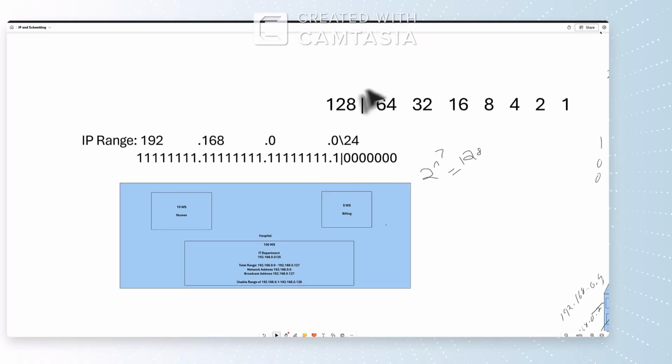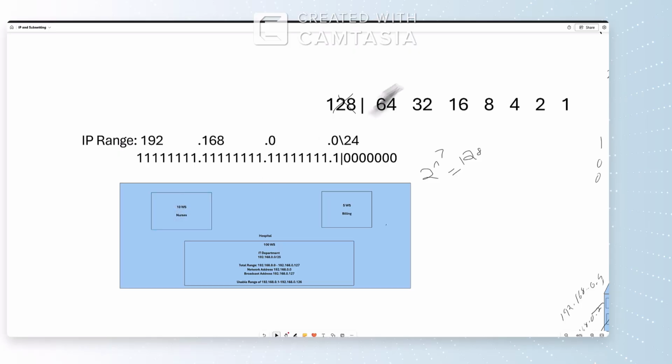So if we go over to our chart here, we already used 128. We can actually cross that one out right now. And now we're looking for 10. So 64 would accommodate 10, but that's pretty big. So we're not going to use that. 32 can accommodate 10, and that leaves a good amount of room for growth. 16 also accommodates 10 and leaves a pretty good amount of room for growth.